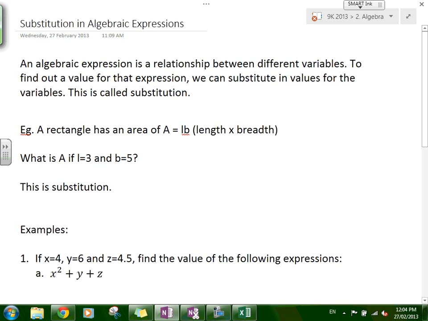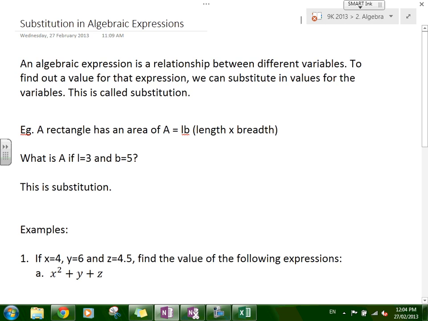So an algebraic expression is a relationship or a rule that links different variables. That's what it is. We're talking about generalized arithmetic or a rule. For example, the area of a triangle is half the base b times h, which is the height, half bh. That's a general expression for all triangles.